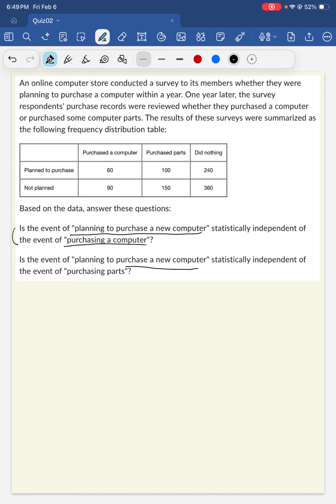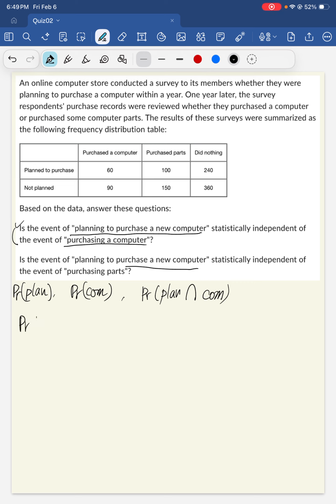So I will think about the first question, plan and computer. I will denote them like this. So I am going to calculate the probability of plan, the probability of buying a computer, and the probability of planning to buy a computer and actually buying a computer. Okay? To calculate each of them.